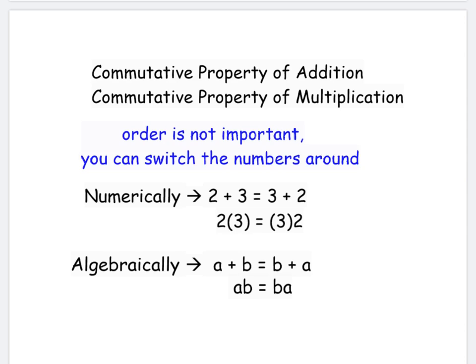Okay, you might be asked to give examples of these properties. A numeric example is an example just like what it sounds like. Numeric sounds like the word numbers. So a numeric example is an example that uses numbers. So 2 plus 3 equals 3 plus 2 is a numeric example. If you're asked to give an algebraic example, that's an example using variables. So I could say a plus b is the same thing as b plus a.